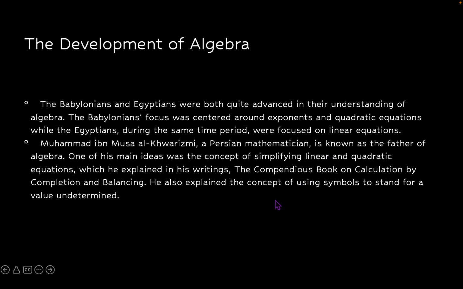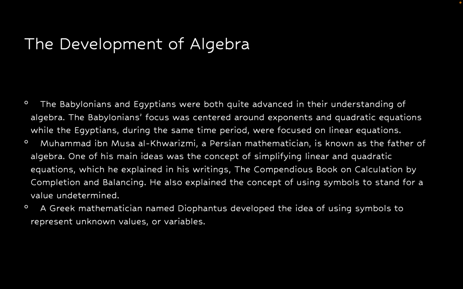The father of algebra was a Persian mathematician. He wrote about it in his book, the compendious book on calculation by completion and balancing. He wrote about simplifying and solving linear and quadratic equations. He also explained how to use variables to stand for not found values. A Greek mathematician called Diophantus also explained about variables.